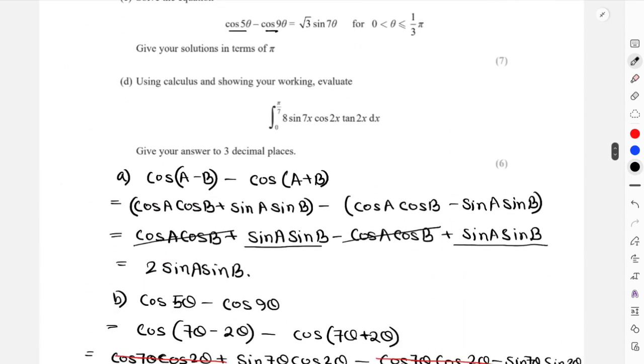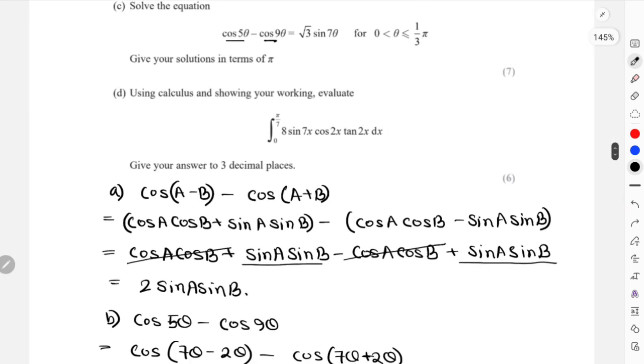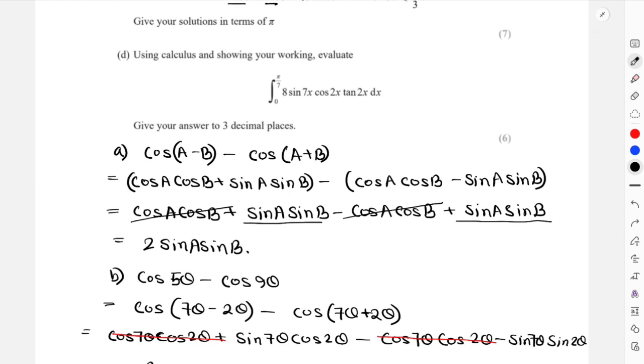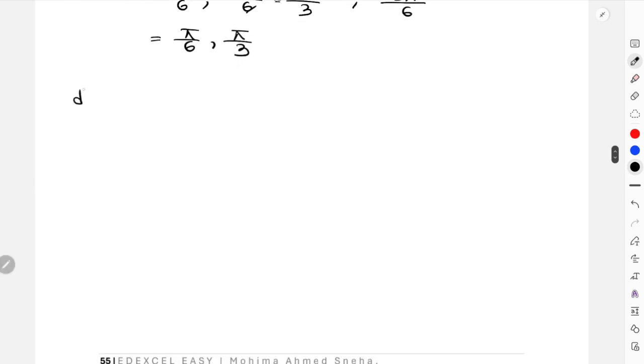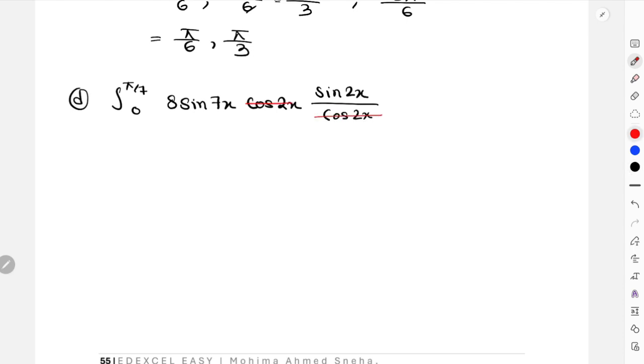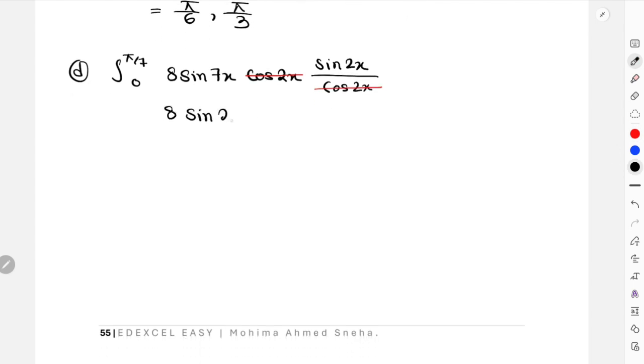After that, you have to integrate this equation within the range of pi by 7 and 0. Now you have 8 sine 7x cos 2x and tan 2x. The same format, you just have to do your own working to solve these every time. So with limits pi by 7 and 0, the expression is 8 sine 7x cos 2x tan 2x. It can be broken down as sine 2x over cos 2x for tan 2x, which clearly shows that the cos 2x will be cancelled out and you are left with 8 sine 7x sine 2x. And then you can break this down further.